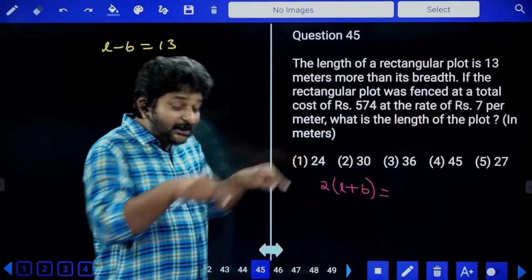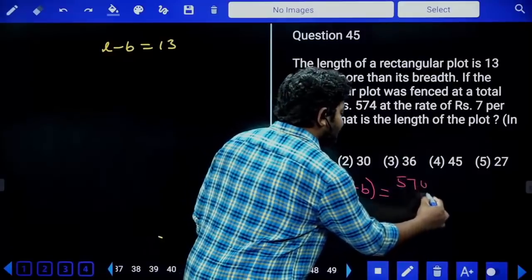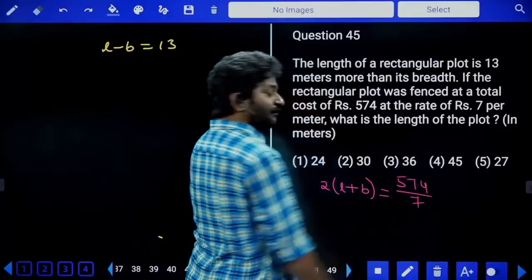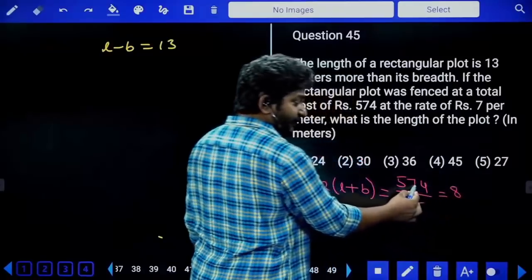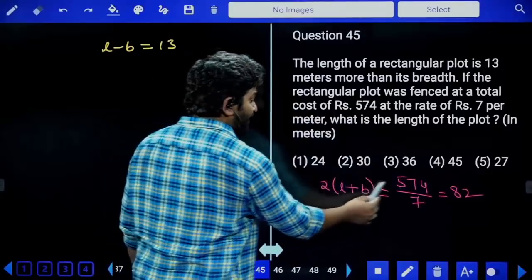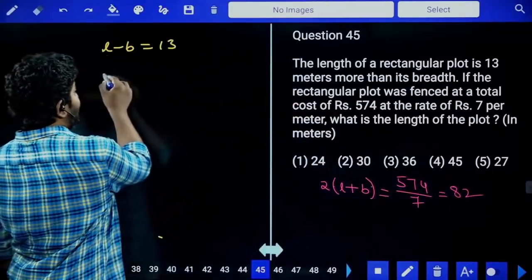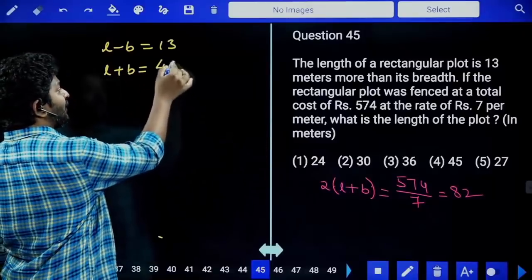The total cost is mentioned as 574 rupees at the rate of 7 rupees per meter. So the length used for fencing is equal to the total cost divided by the cost per meter, which is 574 divided by 7. 7 8s are 56, and then 14 we have, that is 7 2 times, so 82. 2 times L plus B is equal to 82. Then L plus B is equal to 82 by 2, which is 41.